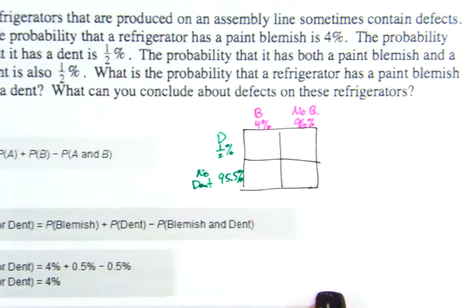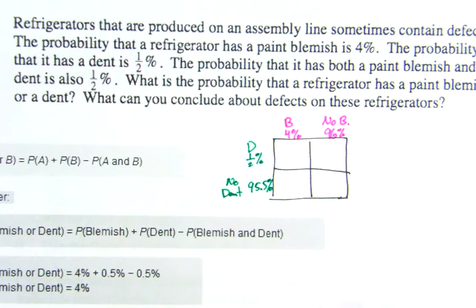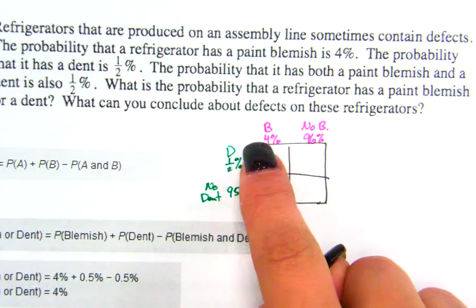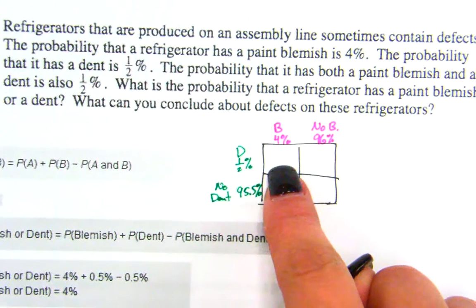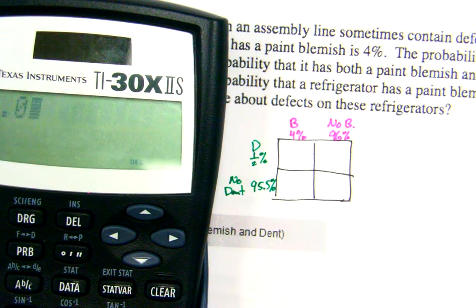And then what's the probability that it has both a paint blemish and a dent? That is also 0.5%. Okay, that's a little weird. So let's see if that actually makes sense. We have 0.04 times 0.005. Yeah, that's 0.05%. See, that's not a half. So that's weird because it doesn't work out.